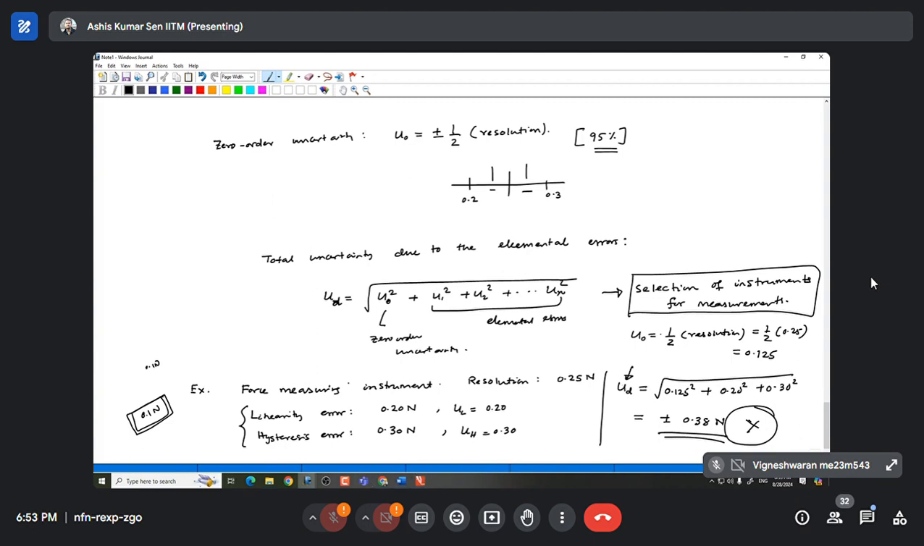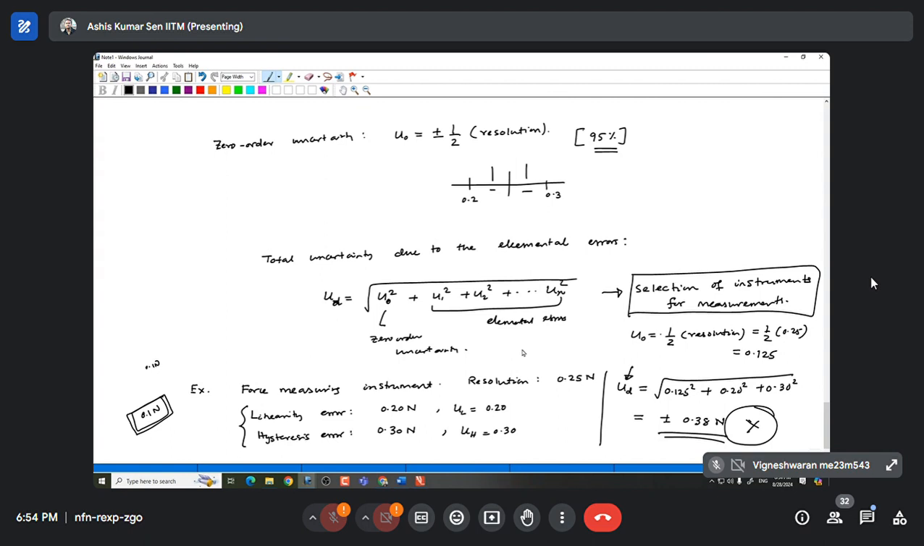Sir, one question. Maybe I'm wrong, but this 0.38 that you mentioned in the last note, can we say that this instrument can measure only above 0.38 Newton? Yeah, that is what it is. If you want to measure some force at an interval of 0.5 Newton or 0.4 Newton, then this instrument will work fine. Okay.